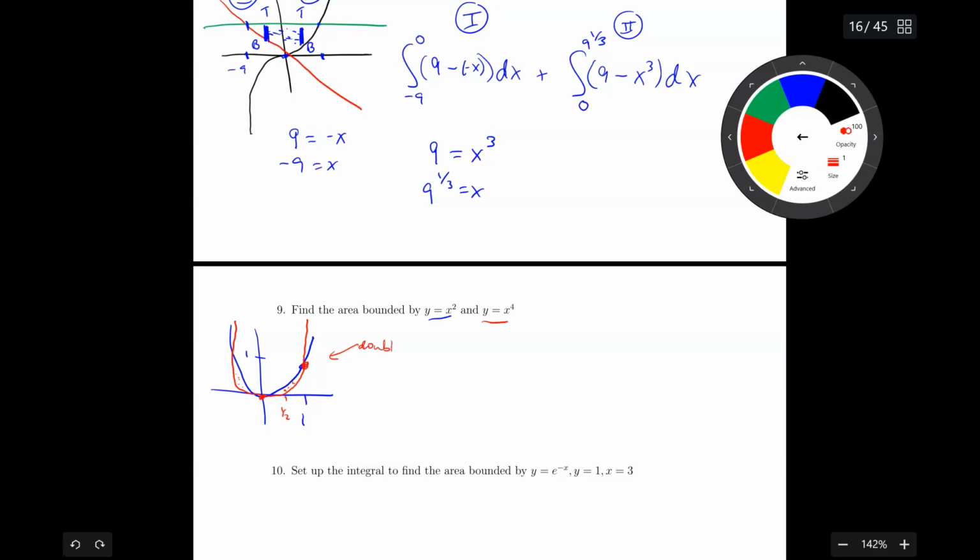Okay, so I see two areas, so I'm going to double the area that's there in quadrant 1. So the area will be 2 times the integral. I'm going to start at 0 and go to 1, and the top function will be x squared and the bottom function x to the 4th.